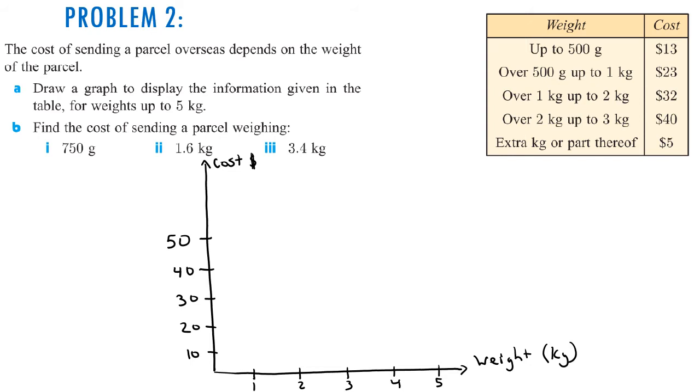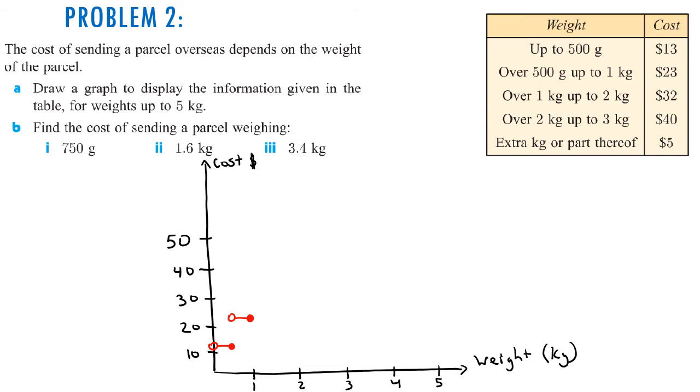So looking at our table, it says up to 500 grams for $13. So at $13, 500 grams would be halfway between 0 and 1 kilogram. And then it says over 500 grams up to 1 kilogram is $23. So I go right up to about 23, I make an open circle, and I go all the way to 1 kilogram and close my circle.